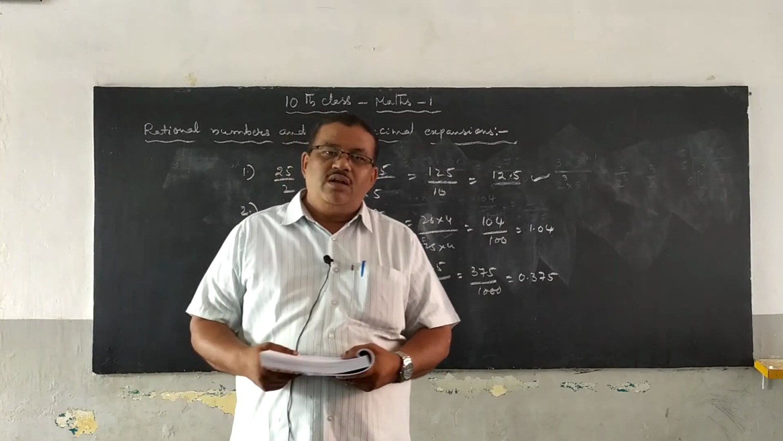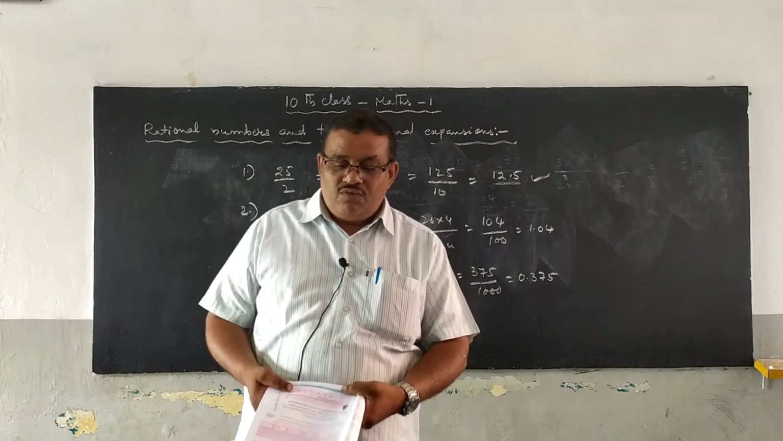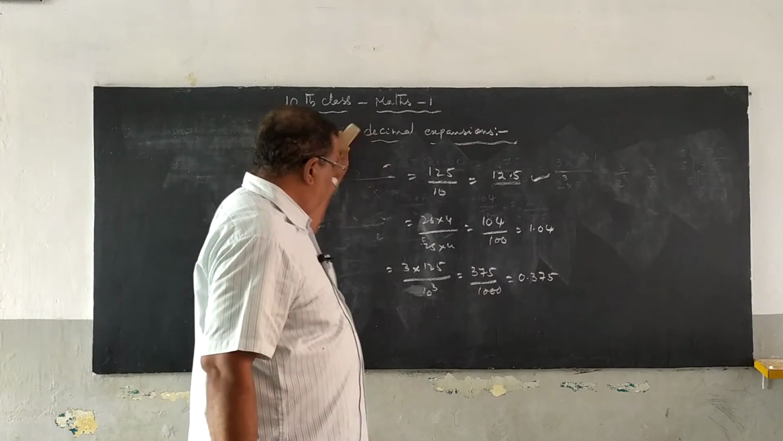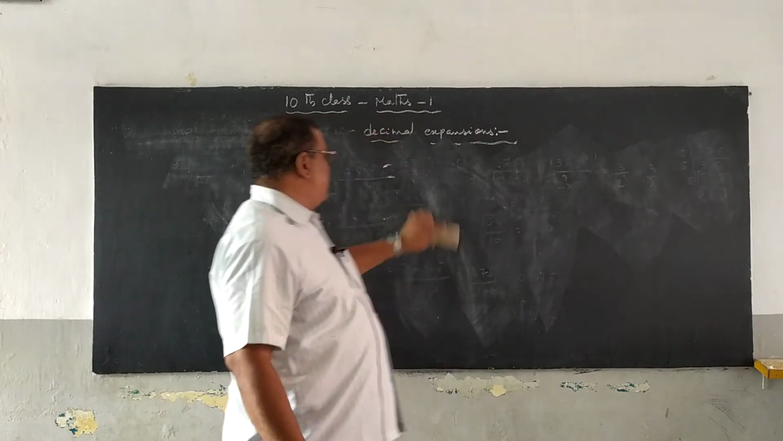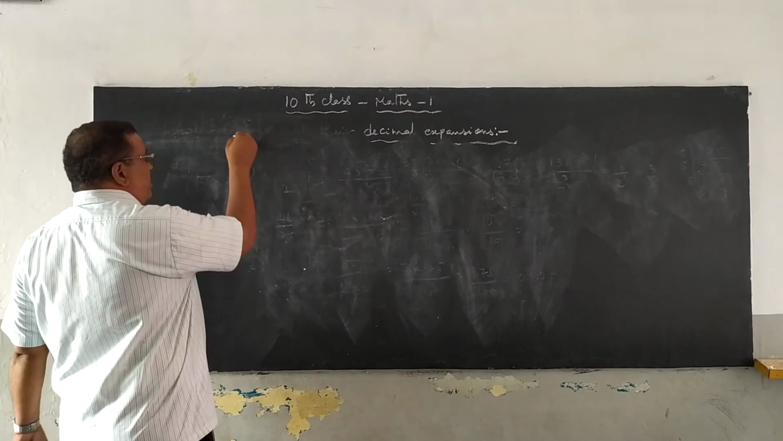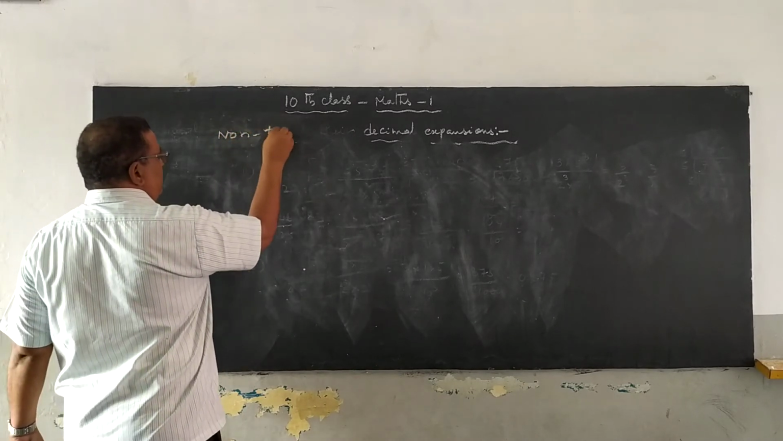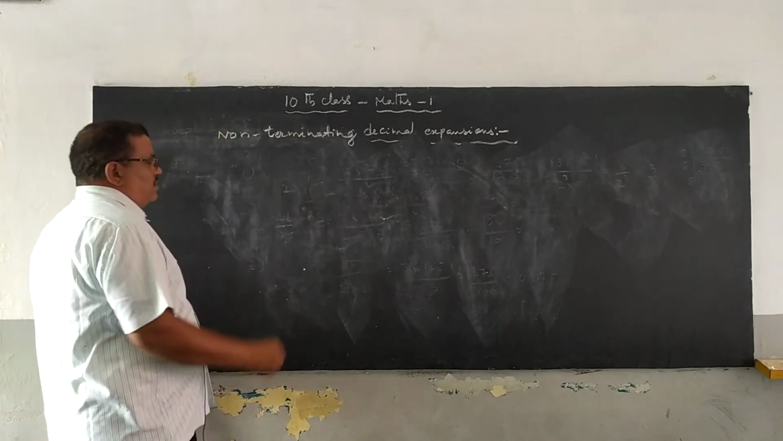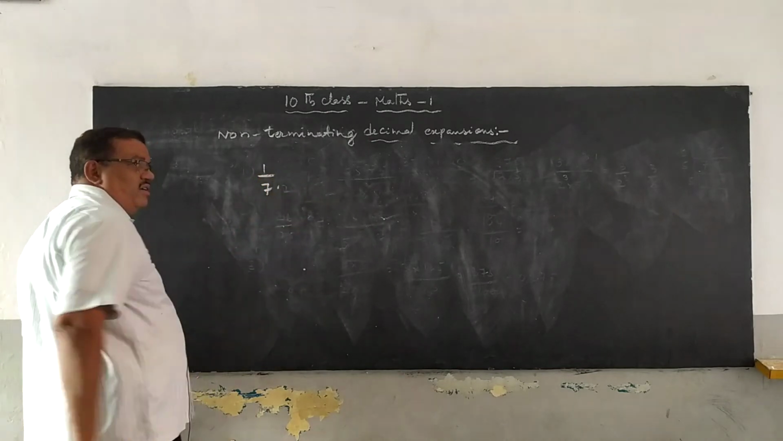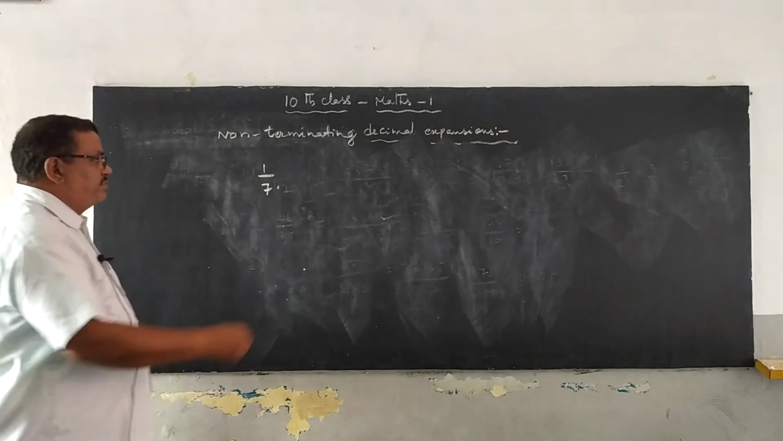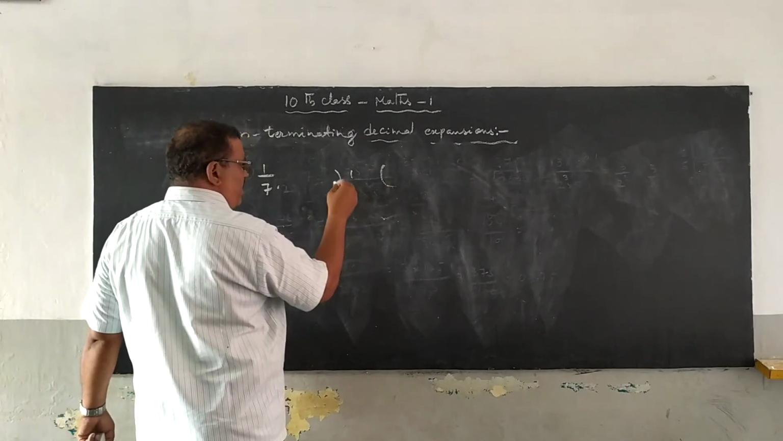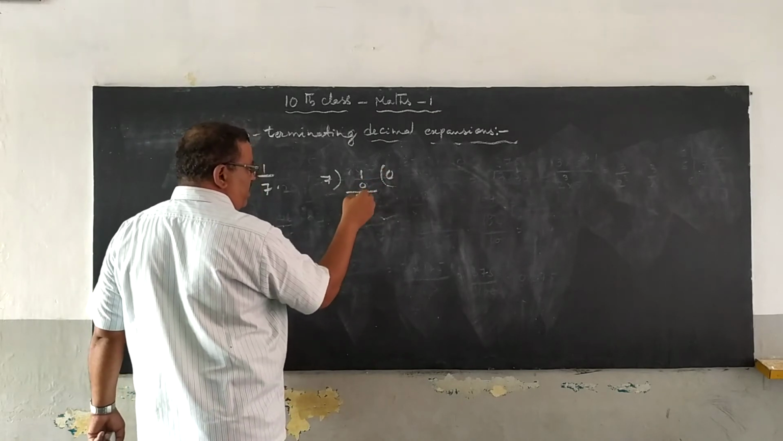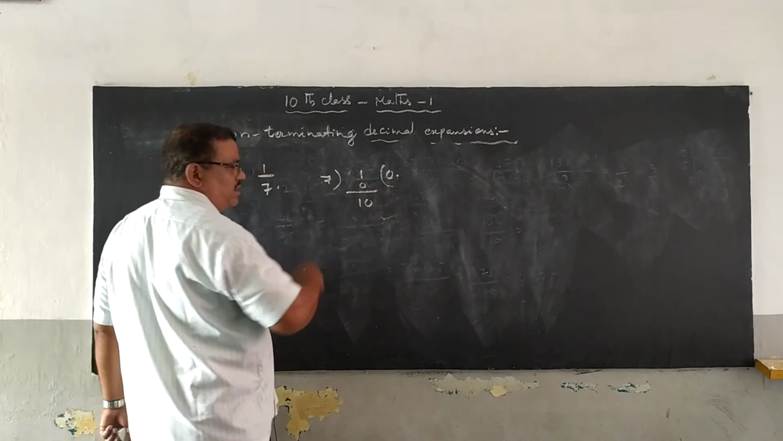Finally, we go to non-terminating recurring decimals. Which are non-terminating recurring decimals? Let us see one example. I take 1 by 7 here. Divide 1 by 7, ordinary division only. 7 does not go into 1, so 0, remainder is 1. Keep the point, and put 0.